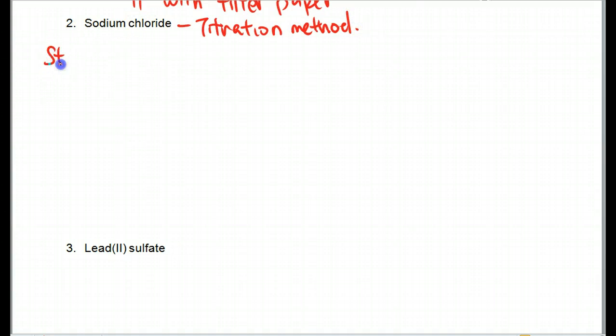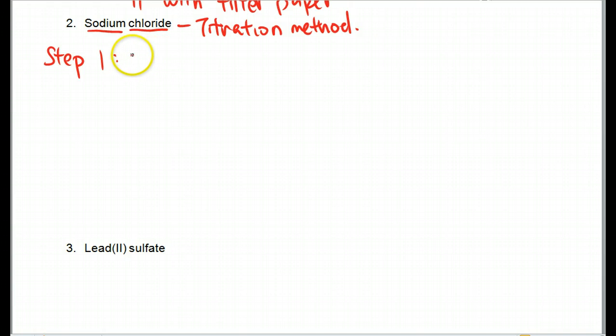Let's go through the titration method. Step 1 is always to prepare the reagent. So what reagents do we use? You must remember titration method uses acid reacting with an alkali. The first part of the name, sodium, is actually telling you which alkali it is. And the second part of the name tells you about the acid.